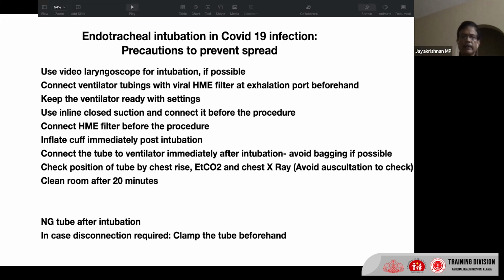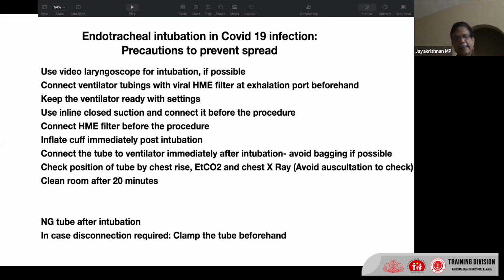And once you connect, actually put the tube in, what we usually do is you bag and then auscultate and see if the tube is in position. In COVID-19, it's better that you avoid that, because again that's a risk for all others. So what we do is you just put in the tube and then see after bagging, you don't auscultate. You put in the tube and immediately connect the child to the ventilator and see if there is a chest rise that is happening.